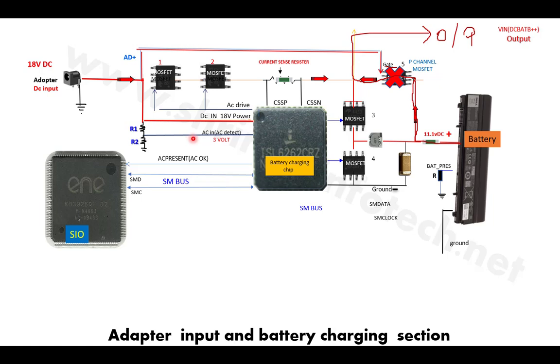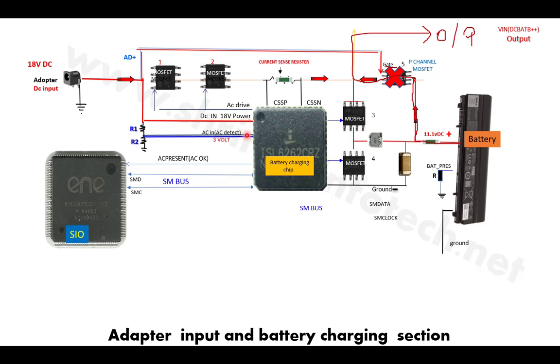So when we apply the current to this DC jack, this divider circuit divides the voltage, and 3 volts will be generated according to Ohm's law, and this 3 volts is given to this AC detect pin. Here the AC does not mean alternating current; it means adapter current detect, or adapter current in. If this adapter current in pin gets the 3 volts, then this chip will come to know that adapter voltage is present.